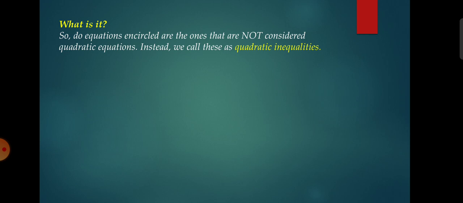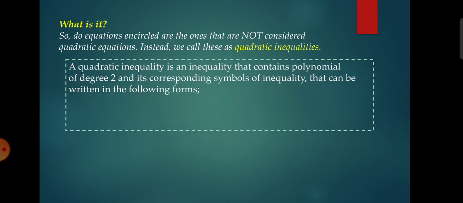So to continue, what is it? So the equations encircled are the ones that are not considered quadratic equations. Instead, we call them quadratic inequalities. So what is quadratic inequality? A quadratic inequality is an inequality that contains a polynomial of degree 2 and its corresponding symbols of inequality that can be written in the following forms.